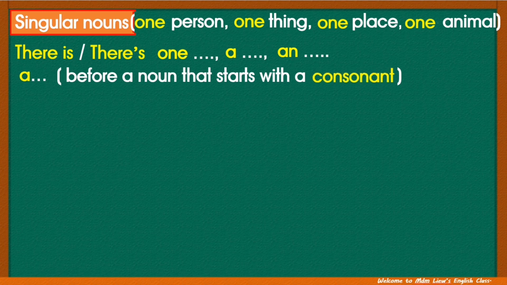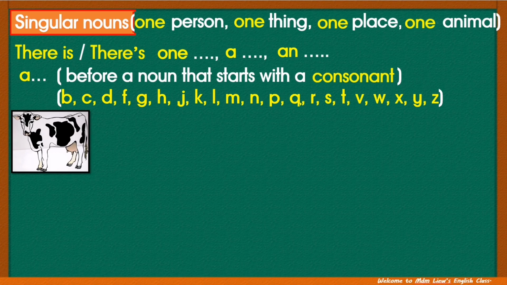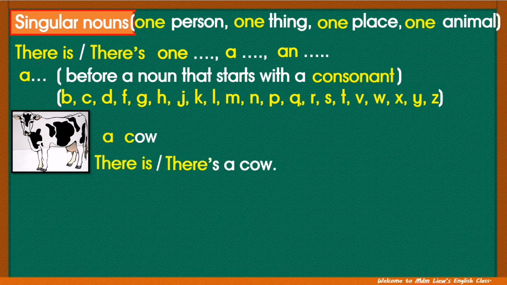Here's a list of the consonants. Read and memorize them. Now, let's take a look at one example. What is this? Yes, cow. The noun cow begins with a consonant C or K sound. So we use a to indicate it is singular. A cow is a singular noun. So begin your sentence with the phrase there is or there's followed by a and then the noun cow. Or you can write there is or there's one cow.